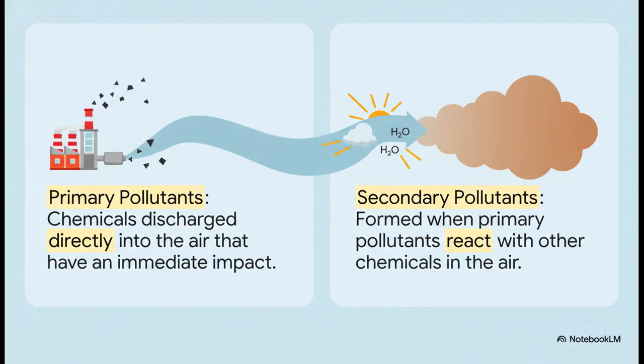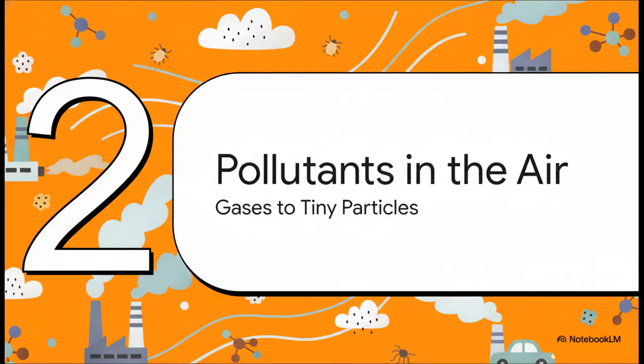But then you have secondary pollutants. These are created when those primary pollutants spill up into the atmosphere and react with sunlight and other chemicals, kind of like a chemical soup. Smog is a classic example. It's a key difference, so keep it in mind. All right, with that foundation, let's jump into our first big area and see how this all plays out in the air that we're all breathing.